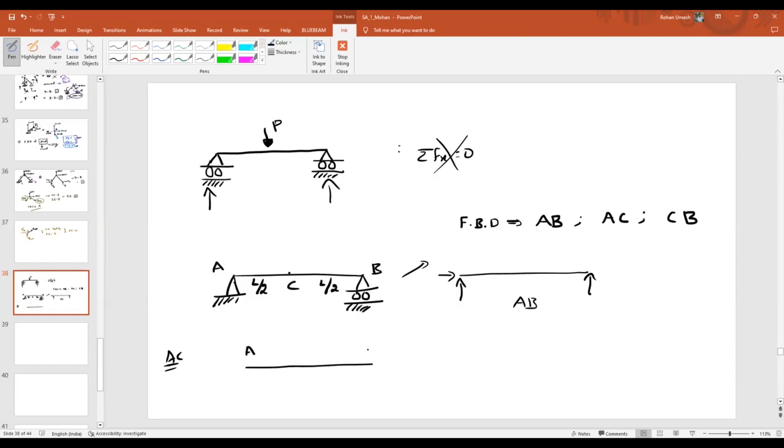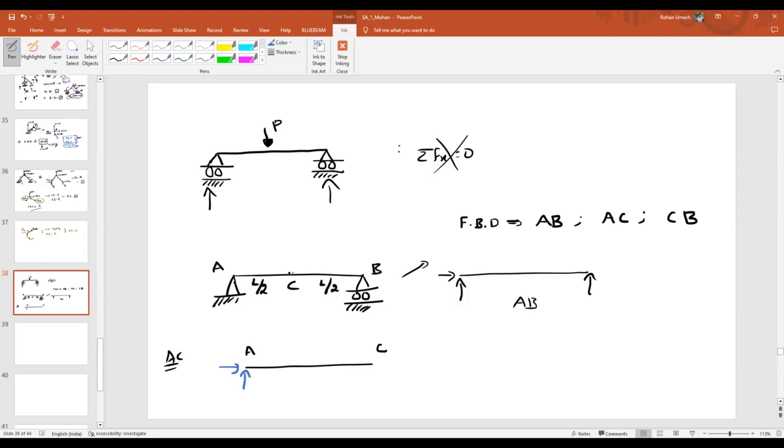And this is the point A and this is the point C. Now tell me, how many reactions should I consider at A? Two only, sir. As I have not considered a support, I can say here upward. How many should I consider at C? Three, sir. Why? Because at point C, I am separating it from the beam.